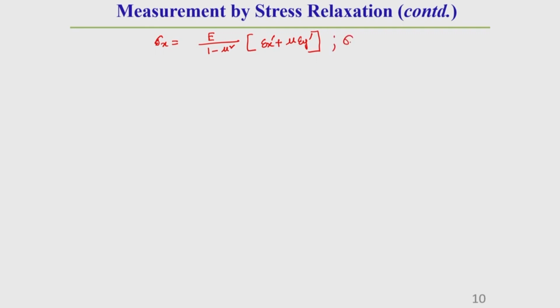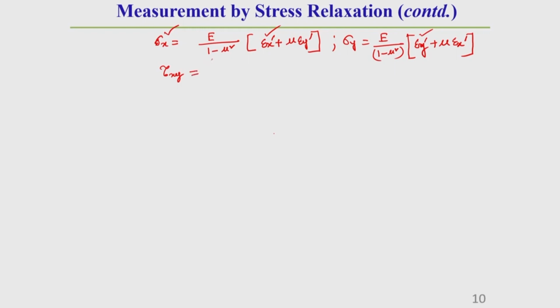So, sigma y you got as E by 1 minus mu square into epsilon y dashed plus mu into epsilon x dashed. Once it is sigma x, there is epsilon x dashed; once it is sigma y, there is epsilon y dashed. Just keep this in mind. So, by using these two equations, we can easily find out the stress distribution along the x direction and along the y direction. How are we finding this out? We are finding it out by using the strain gauge rosette.